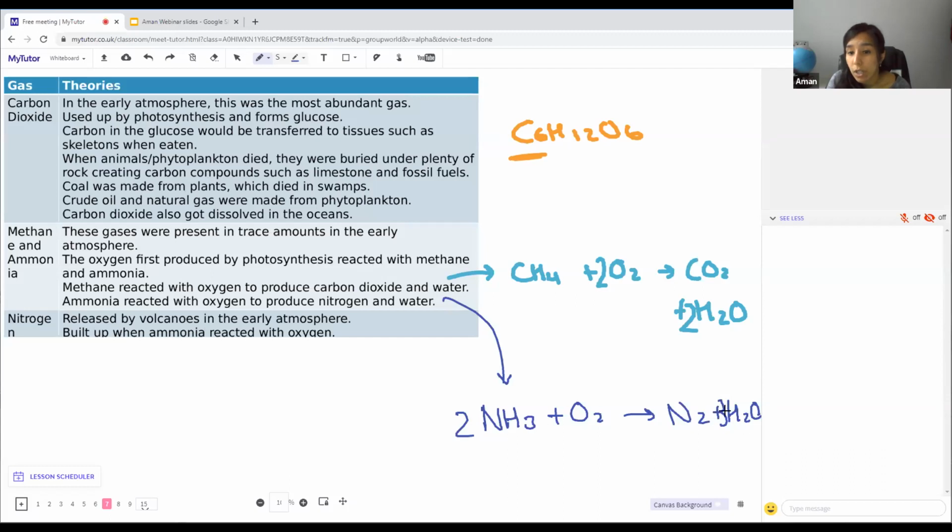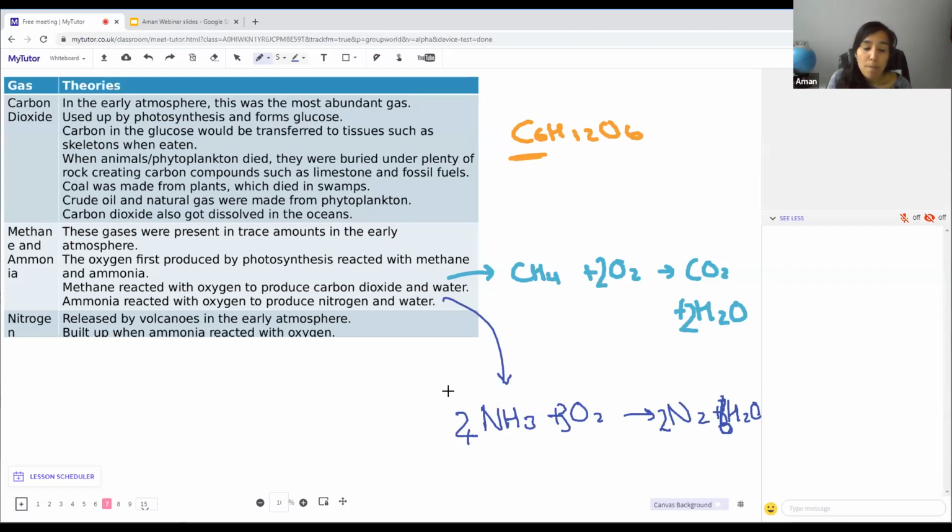So if we have a look now, because we've got 3 oxygens here and only 2 here, that means if we double everything, so we make this a 4, we make this a 6, then this nitrogen now needs to become 2. We now have 6 oxygens, so we can make that 3. So that's where everything just needs to be doubled, otherwise you end up with fractions. So that's the balanced equation there for ammonia reacting with oxygen.